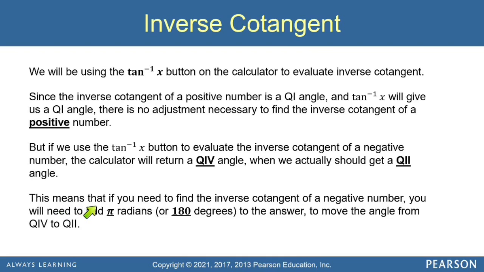So the bottom line is that if you need to find the inverse cotangent of a negative number, then you'll need to add pi radians to your answer if you're working in radians, or 180 degrees if you're working in degrees, to move the angle from quadrant 4 to quadrant 2. Now let's see how we have to adjust our steps to take this into account.